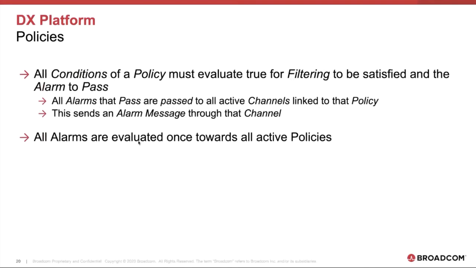A policy can be thought of as a gatekeeper for the channels that are linked to that policy. The policy filter decides which alarms should be passed to its channels. All alarms are processed by all policy filters exactly once, meaning that any filter of any policy will be evaluated for any alarm. And if all the policy's conditions evaluate true for the alarm's attributes, that alarm will then pass the policy and be passed to its channels, which then send messages as per the message template used, with the alarm data and context used for that message.